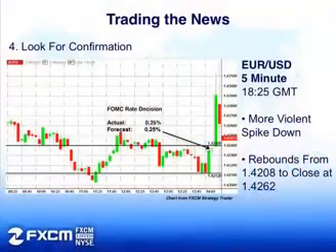But taking a look at the next 5-minute candle, we see momentum really tail off, and then we see an even bigger violent spike. We see it spike all the way back down in this range, coming all the way back up here to close a little bit above this range. So we see a rebound from 142.08 to close at 142.62. So getting pretty violent here.